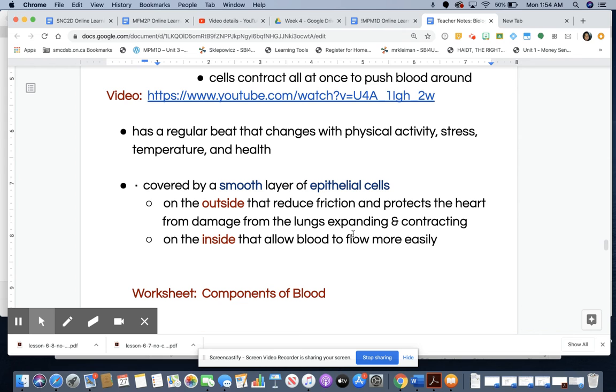Our heart is covered by a smooth layer of epithelial cells. So it's very, very smooth on the outside. This allows friction to be reduced, and it also helps to protect the heart from damage from the lungs. The reason it needs to do that is because our lungs are constantly expanding and contracting with air.